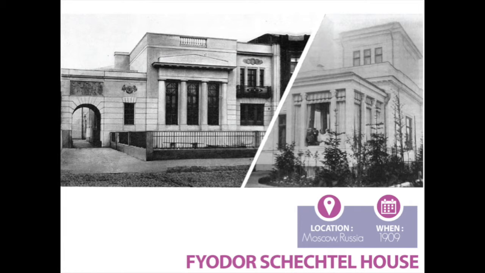Fyodor Shekhtel was a Russian architect, graphic designer, and stage designer. He is considered to be one of the most influential and prolific masters of Russian Art Nouveau in the late Russian Revival. While his architectural style was more noted in the Art Nouveau movement, he did design a few neoclassical styles, including his own house, which is featured here.